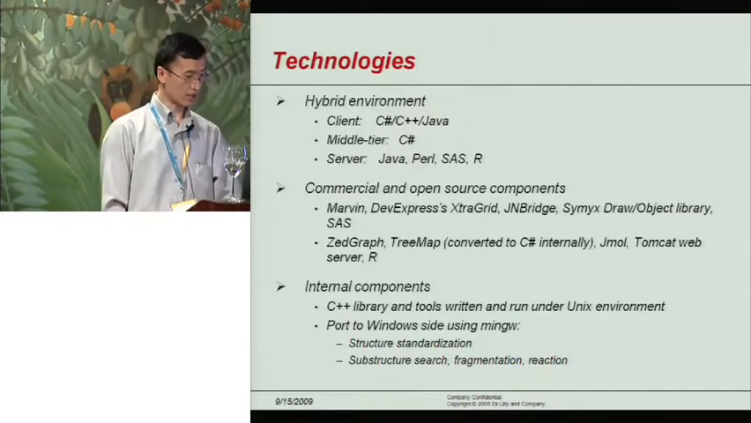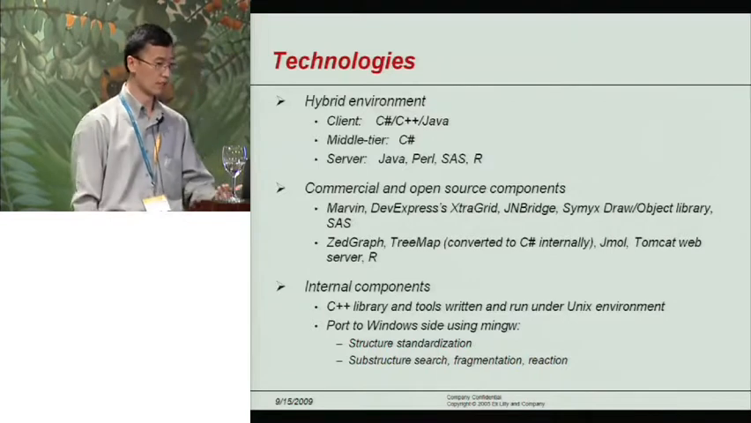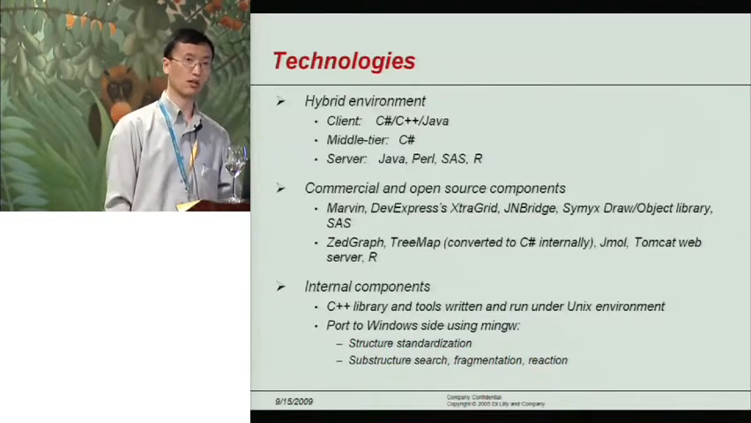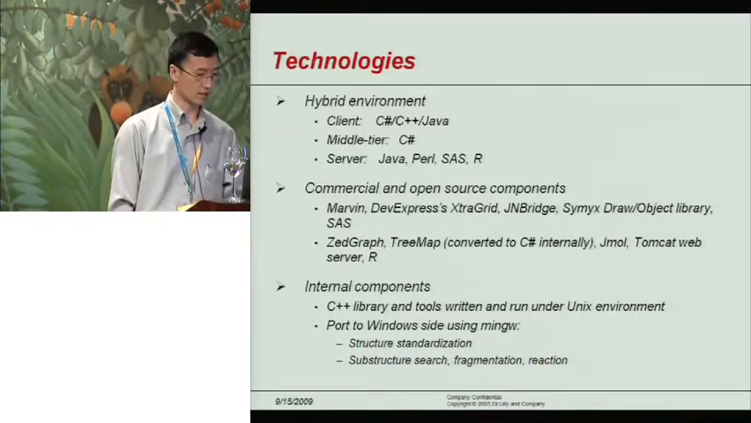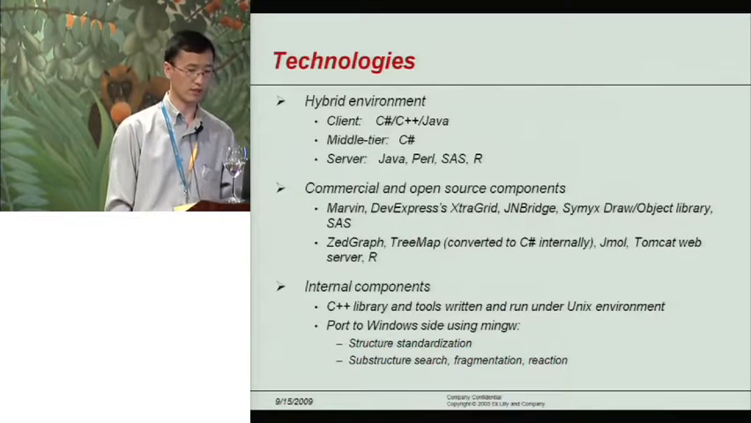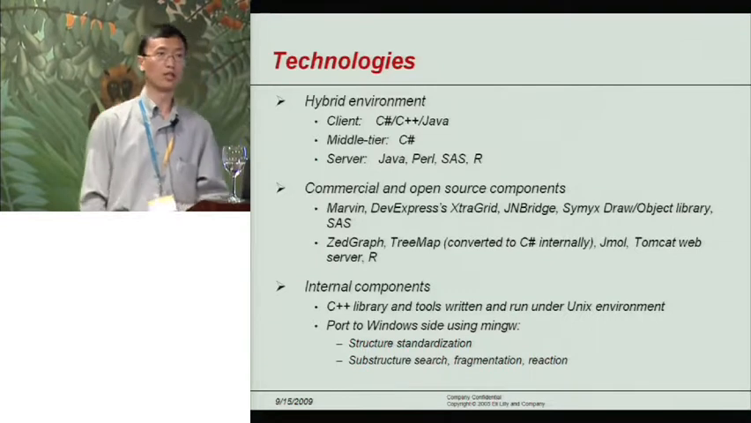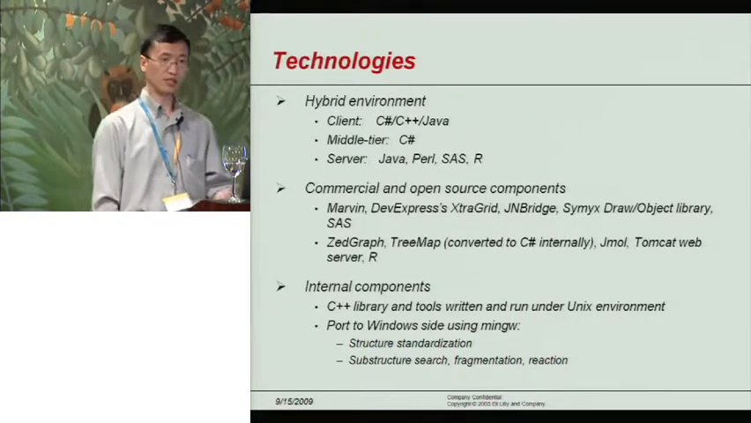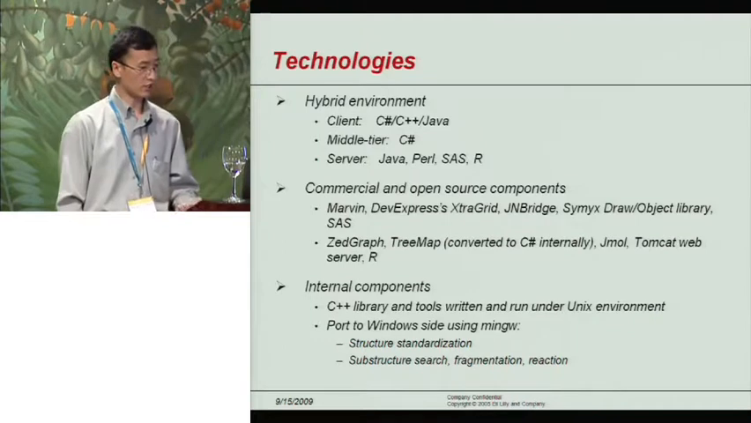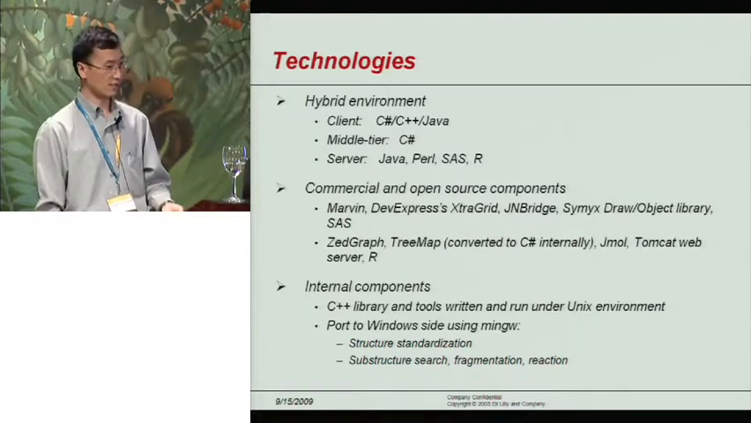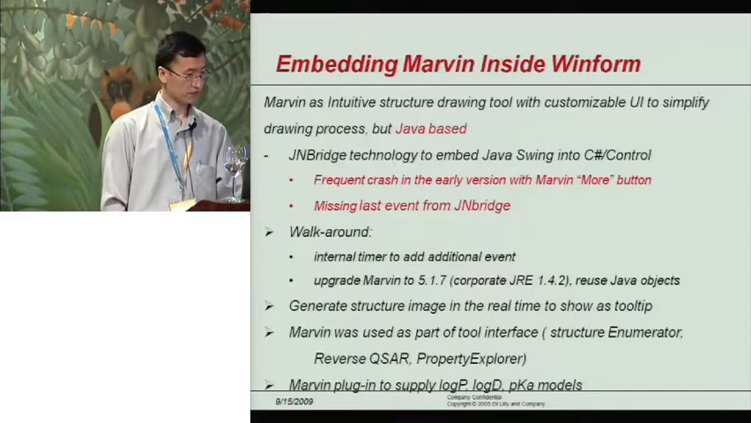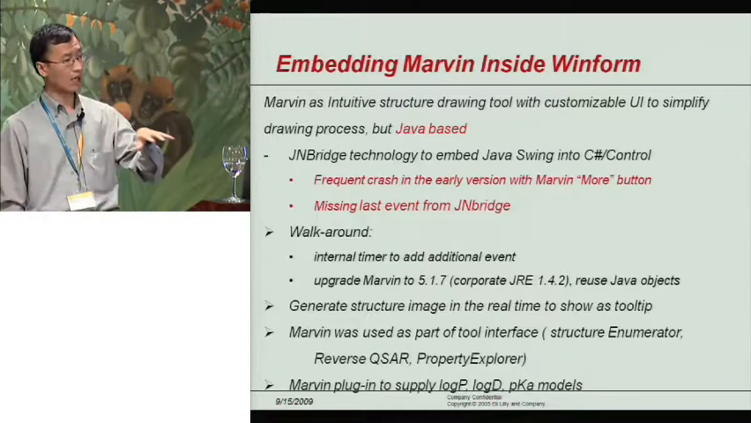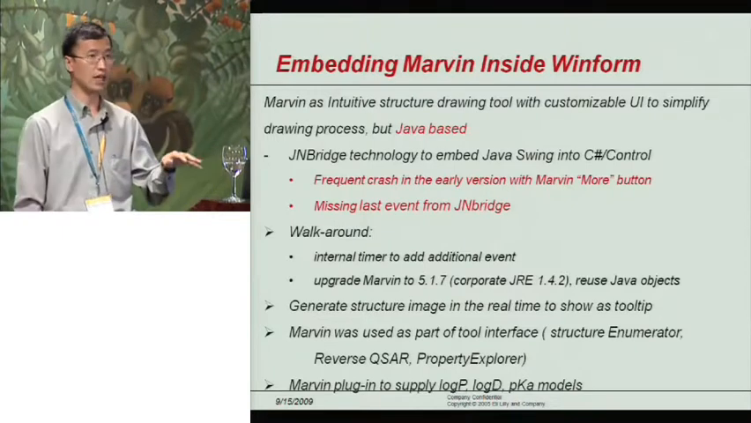Some internal components as well. We have a huge amount of C++ library to do all kinds of Cheminformatics, and they have been running on Unix for a very long time. It's very robust, and speed-wise, very good. So we import some of those tools to the Windows side, in a user-friendly way, to take advantage of the desktop performance. And some functions like structure standardization, substructure search, and fragmentation reaction. So here is basically how we use Marvin in our application.